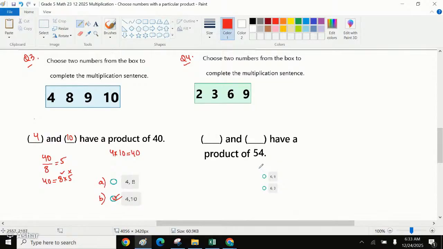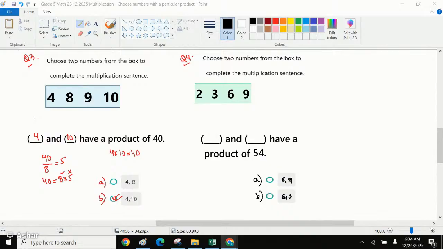What are the two numbers which have a product of 54? The first option given is 6 and 9. The second option is given as 6 and 3. This is option number A and option number B. So the four numbers we have are 2, 3, 6, and 9. So what should be the final answer? Can you give me the answer for this?